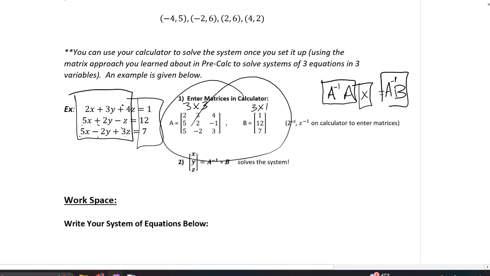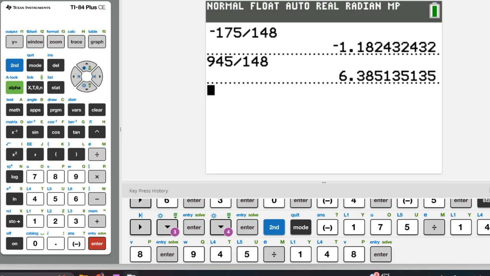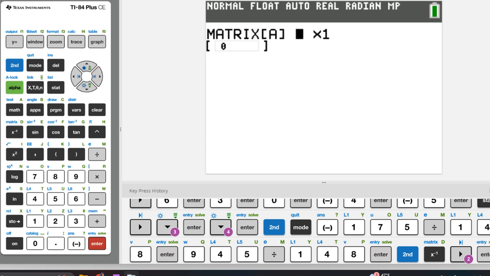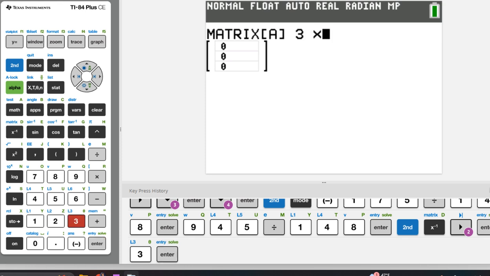We're going to use this example right here, and I will show you how to type that in on a TI-84. So to make matrices, you'll see over here on the left in blue, there's a word matrix. So you're going to hit second, matrix. To create a matrix, you're going to go over to the edit menu. We're going to just pick A for the first one. So you're going to hit enter. We need to make a 3 by 3 matrix. So 3, enter, 3, enter.